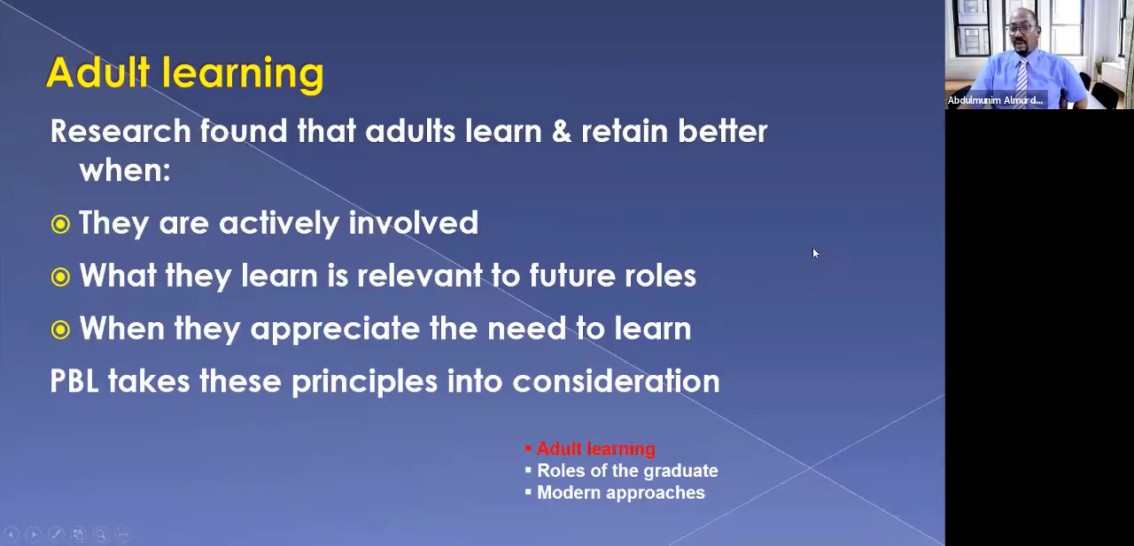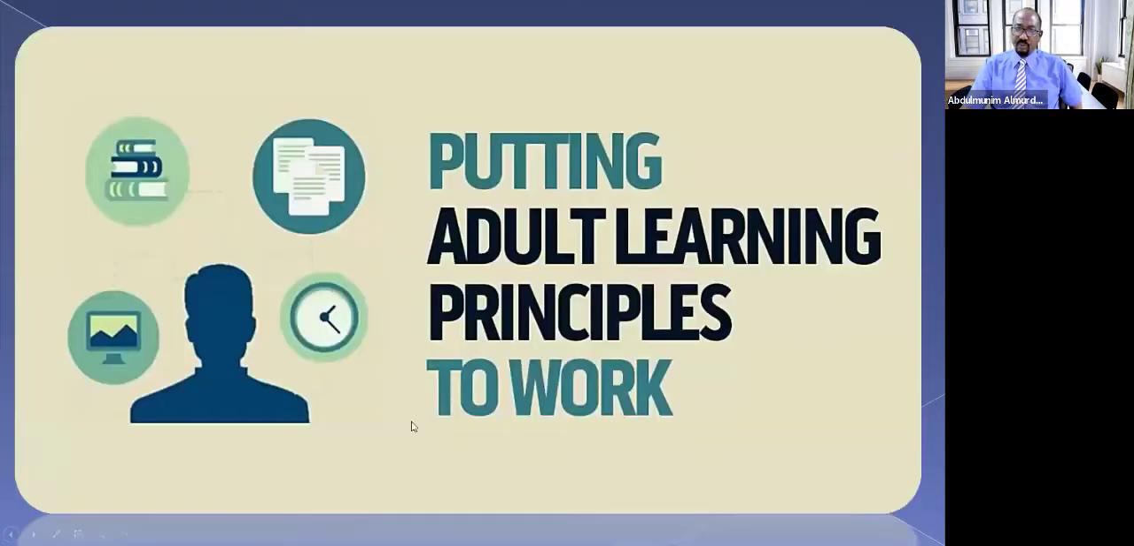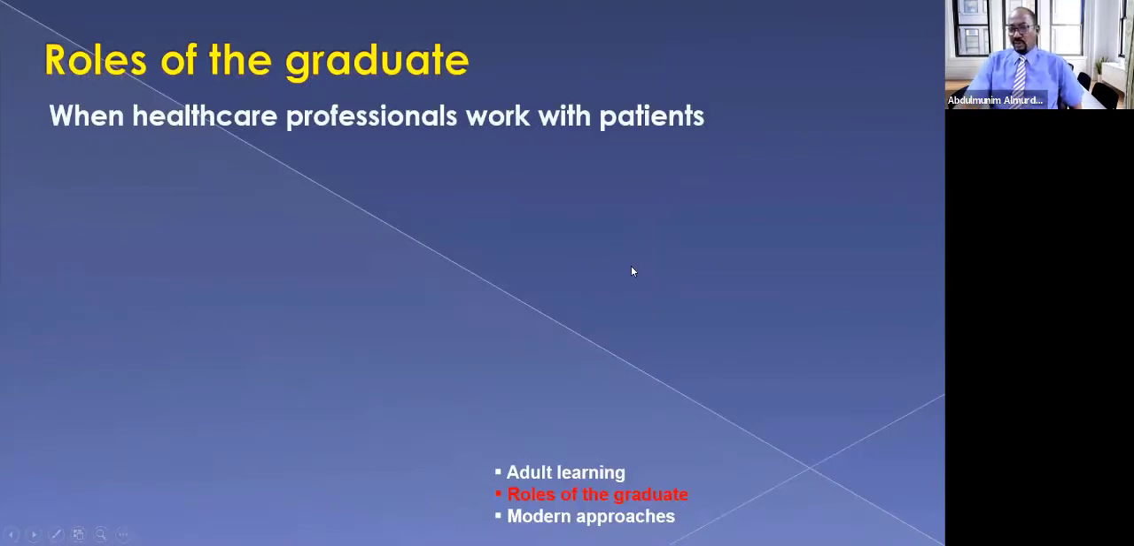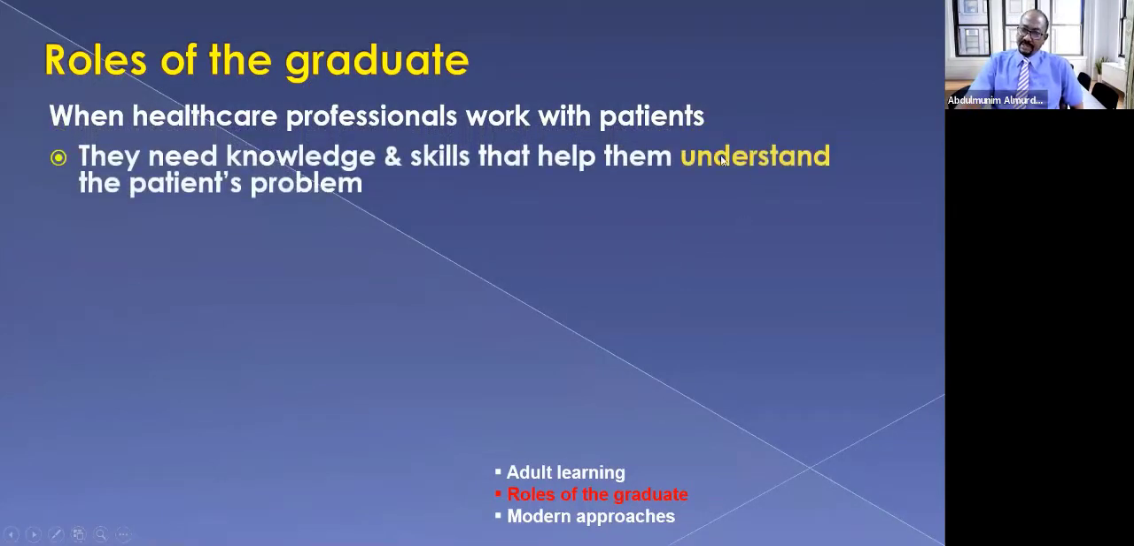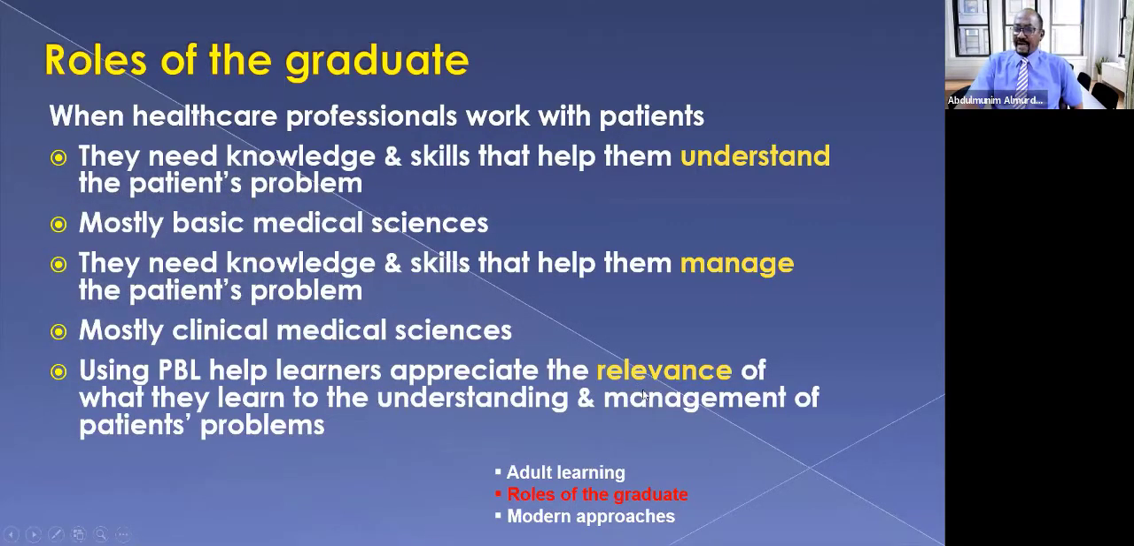And that can be done through problem-based learning. And this is actually the adult learning principles: problem orientation, experiential learning, internal motivation, and readiness for learning and self-direction. These are the principles of how adults learn, and these can be achieved by putting these adult learning principles to work through problem-based learning. The second thing, the roles of the graduate, because they work with patients, and they need to understand their problem, and they need to manage their problem. And these 2 give relevance to the students, and this is why they learn better when they learn through problems.